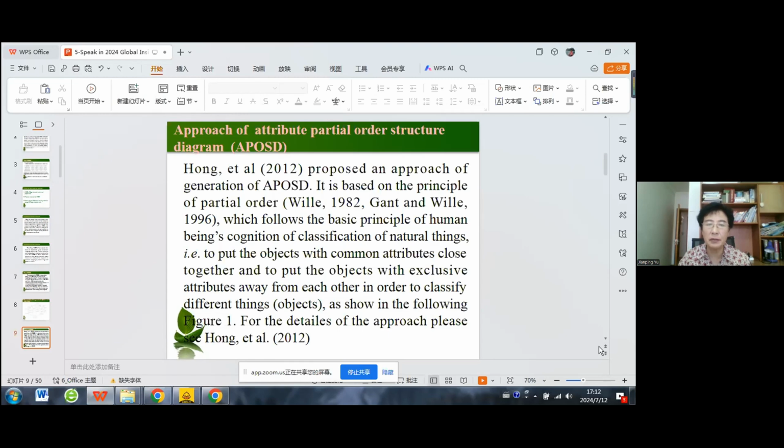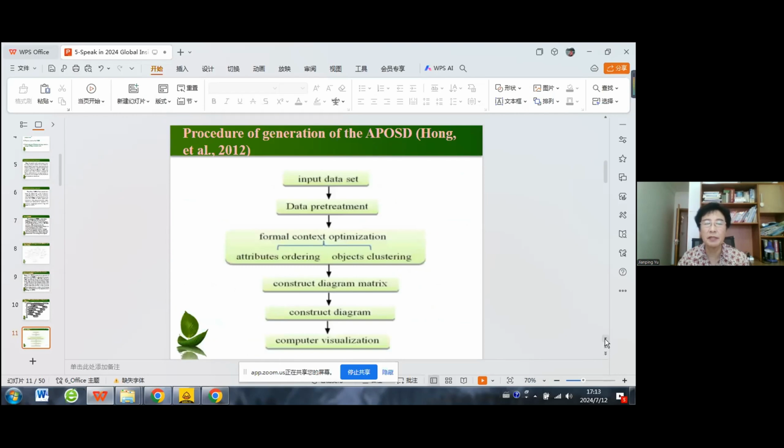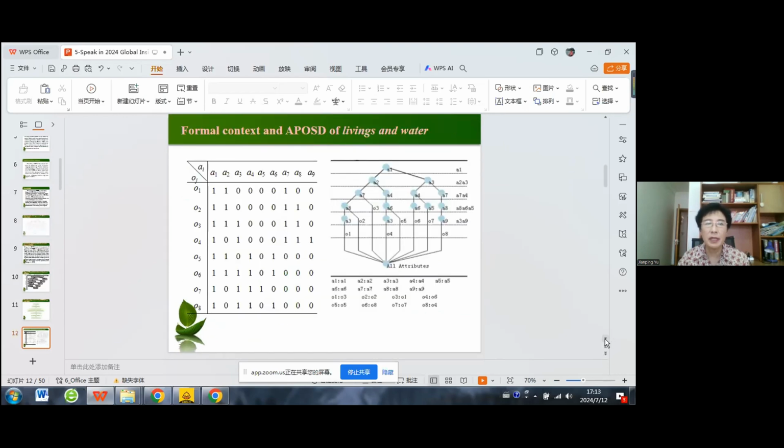As shown in the following figure, for the details of the approach, please see Hong et al. 2012. Here is the hierarchical relations of the objects and the attributes. And this is the procedure of the generation of the APOSD. And this is the formal context and the APOSD of livings and water.